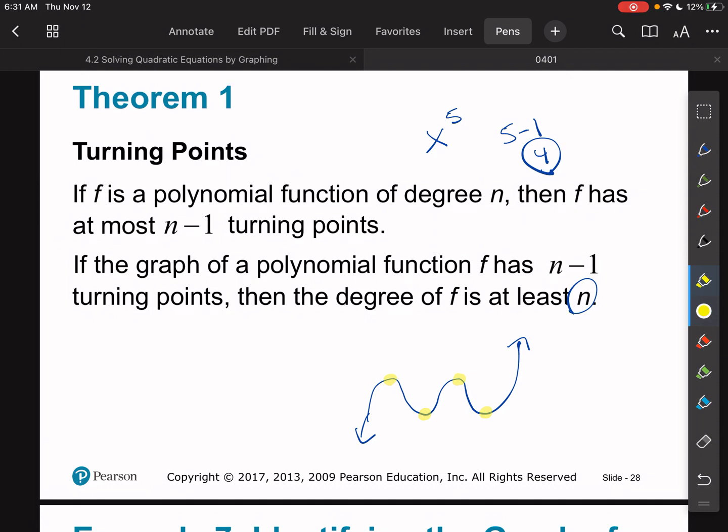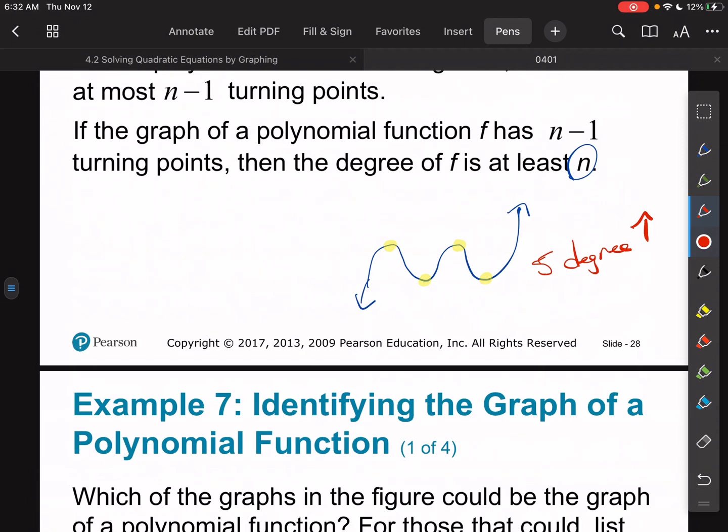Okay, so, sorry, at least 5 degrees. This is at least a 5 degree, but it could be more. So 5 degree or more. Okay, because this is talking about at most. It doesn't necessarily mean that we have a turning point for every degree of n minus 1 degrees.